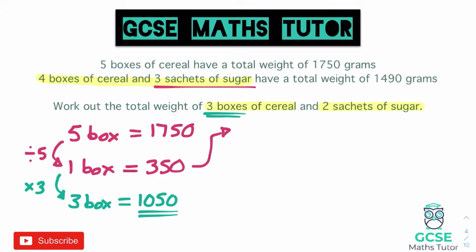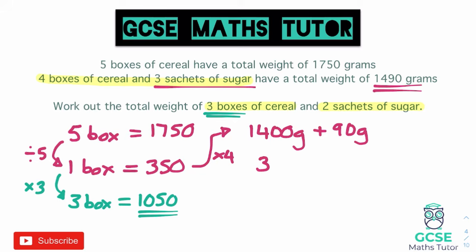So if one box is equal to 350, 4 of those boxes is going to be 1,400 grams. And obviously it says in the question that the weight, including the 3 sachets of sugar, is 1,490 grams. So that is going to be adding another 90 grams. So those 3 sachets of sugar are equal to 90 grams. So we can write that down.